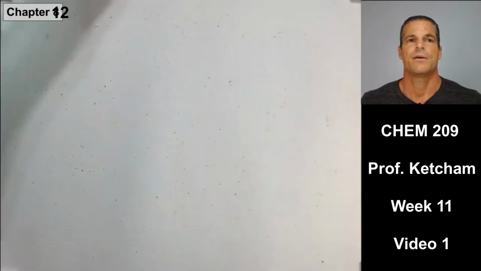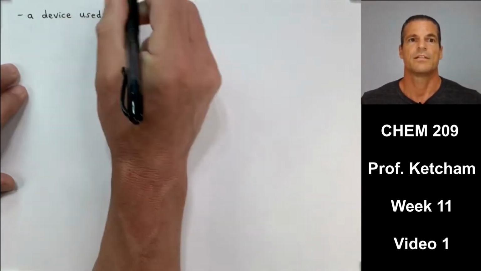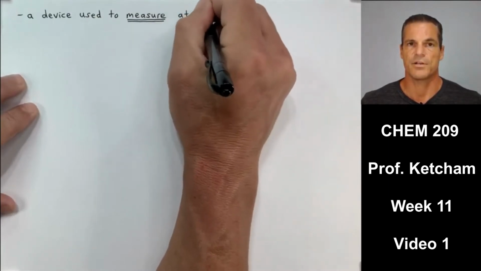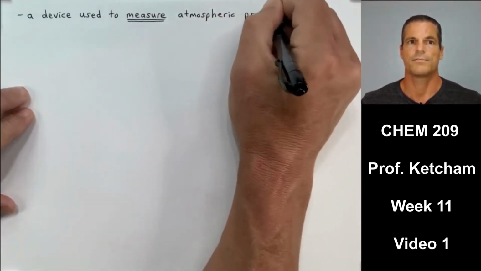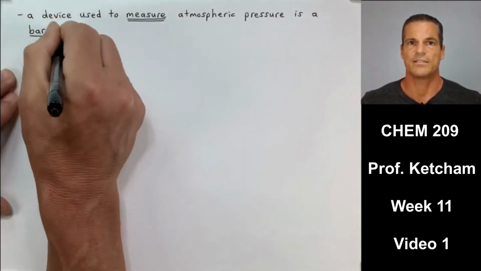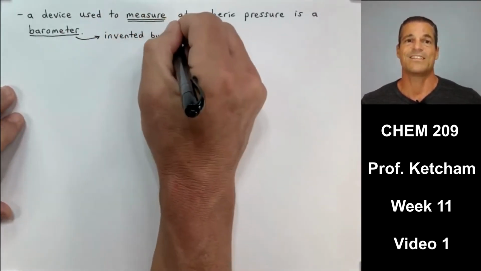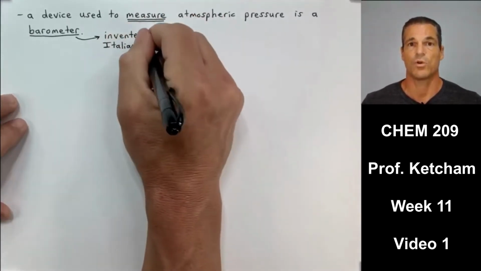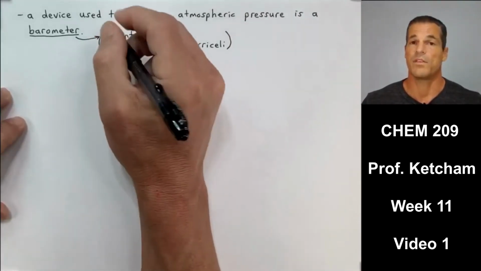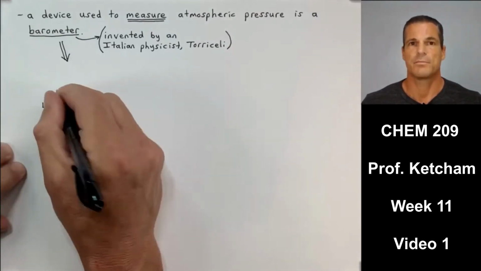All right? Now, page 2 of today's notes, we want to talk about how pressure is measured. A device used to measure atmospheric pressure is called a barometer. The barometer, by the way, was invented by an Italian physicist named Torricelli. The first 4 letters of his name are TORR. That's one of the units that we use in units of pressure. But anyway, back to the barometer.